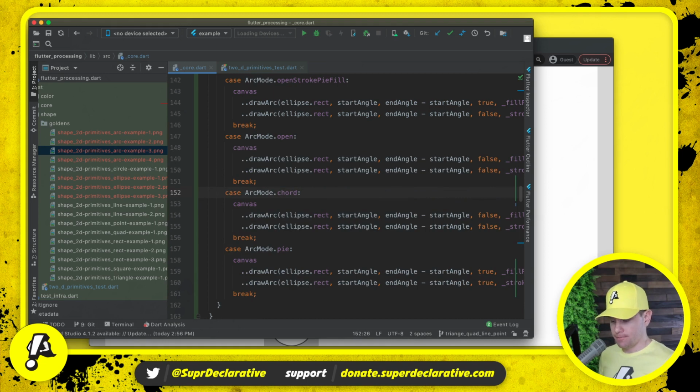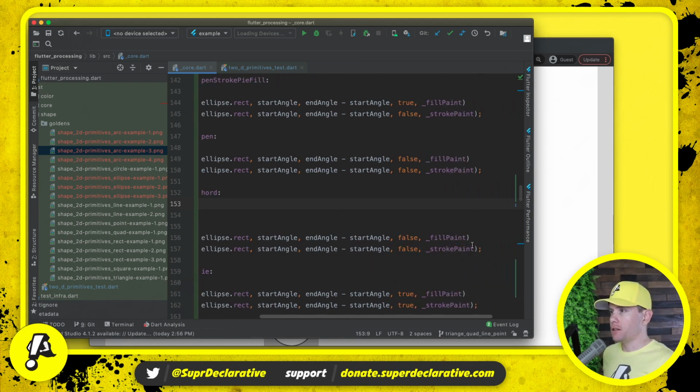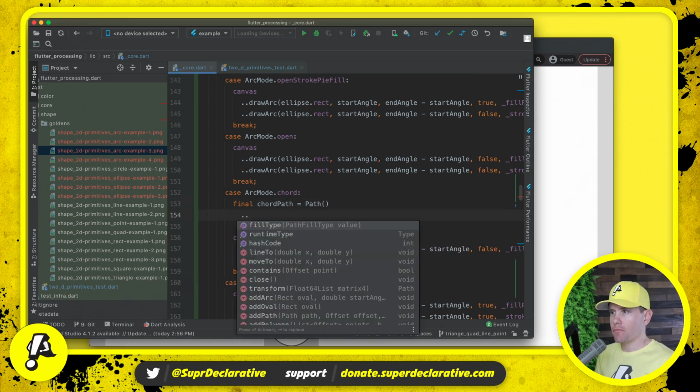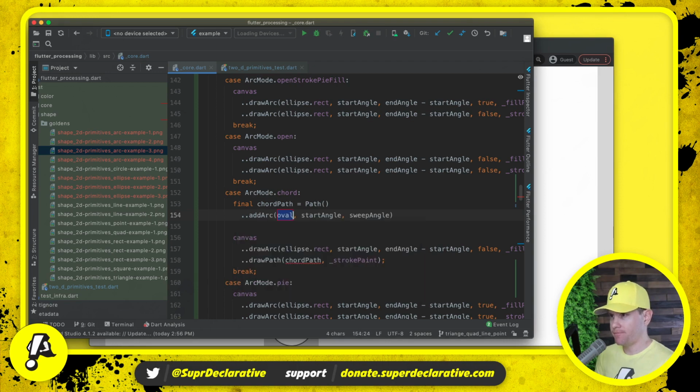And we want to do this for chord. And so chord, the fill is fine. What we want to do instead of the stroke, we want to say draw path, and then we want to pass in the chord path, which doesn't exist yet, and then we'll use the stroke paint. We want to define a chord path, which is a path. Now, I don't know, when we add an arc, actually well, we can try it, but the fact that we're adding an arc, I don't know what that does, if anything, to the current position of the path. We shall experiment.